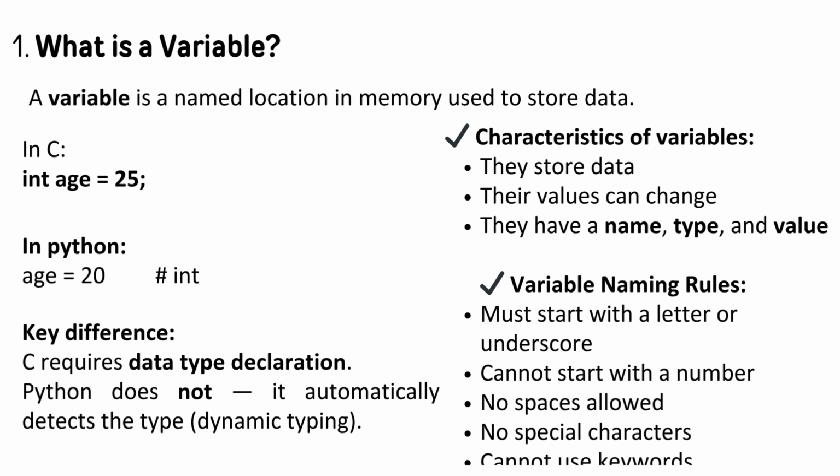So now let's understand the key difference between C and Python. In C, you must declare the data type before using a variable, but in Python, you don't need to declare the type. Python automatically detects it. This is called dynamic typing. As an example, in C, int a = 25; ended with a semicolon. And here is the same thing in Python. There is no need to declare any data type: a = 20. It will automatically detect the data type. So variables are simple, flexible, and essential for every program you will write.